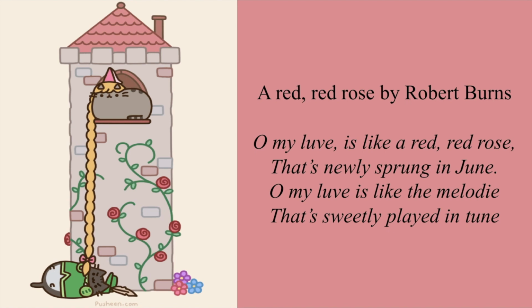Simile appears in lines of poetry by Robert Burns, a 19th century English romantic poet. All my love is like a red, red rose that's newly sprung in June. All my love is like the melody that's sweetly played in June.